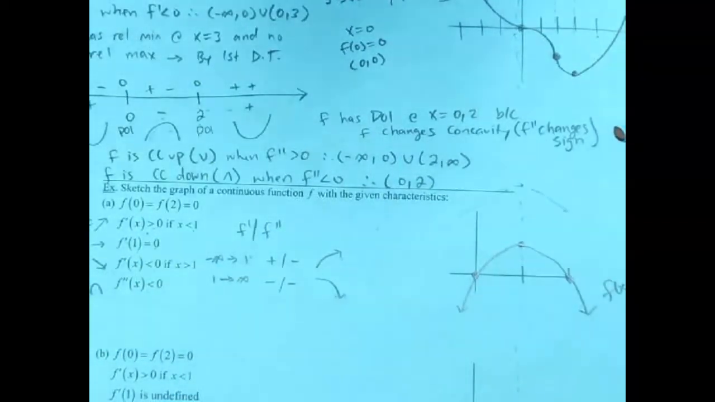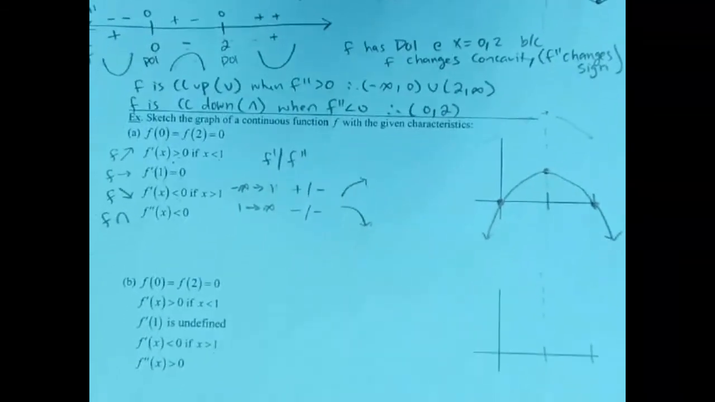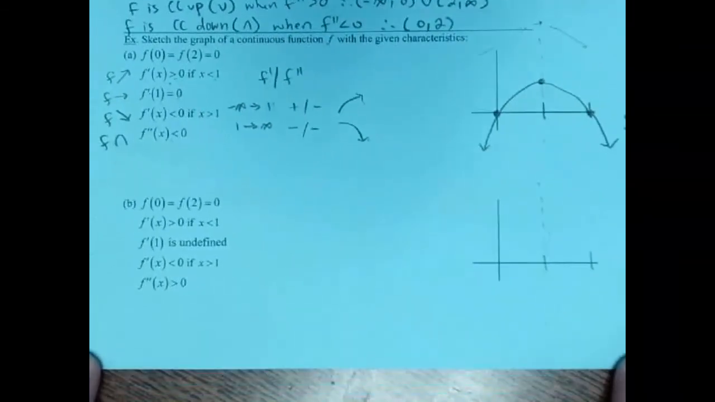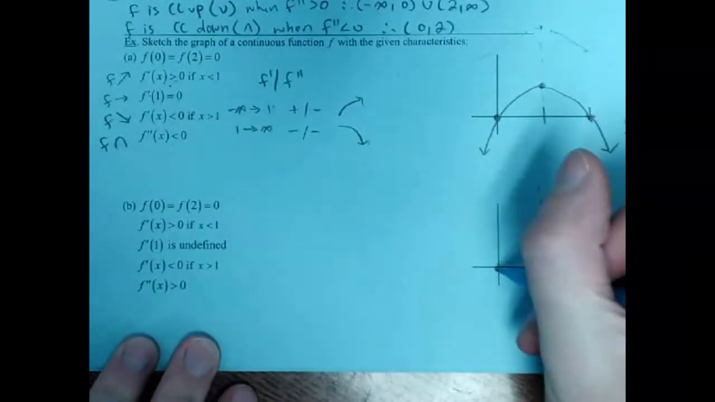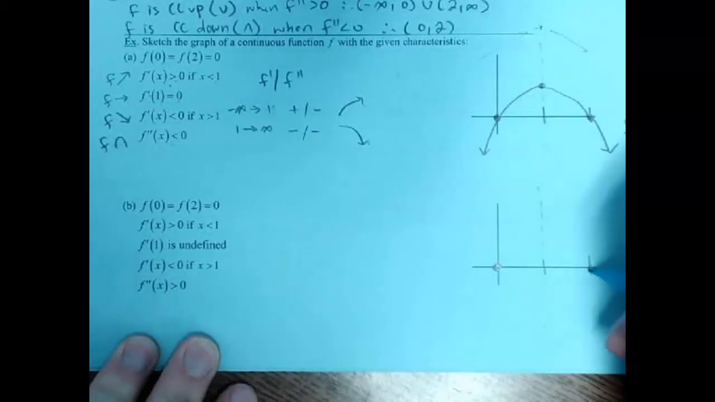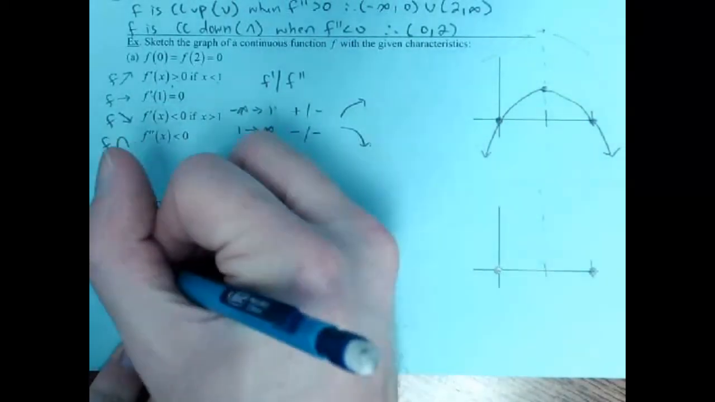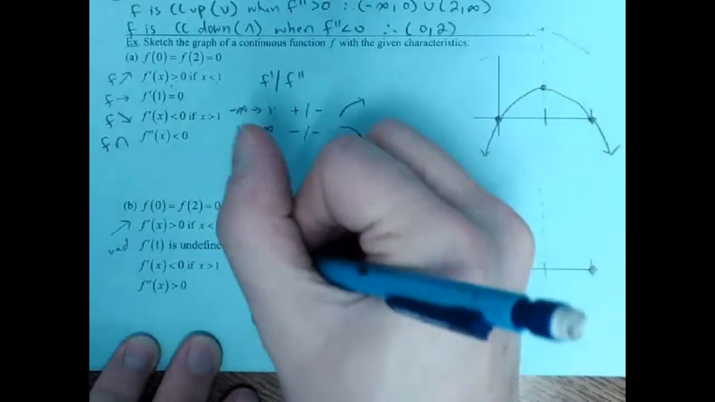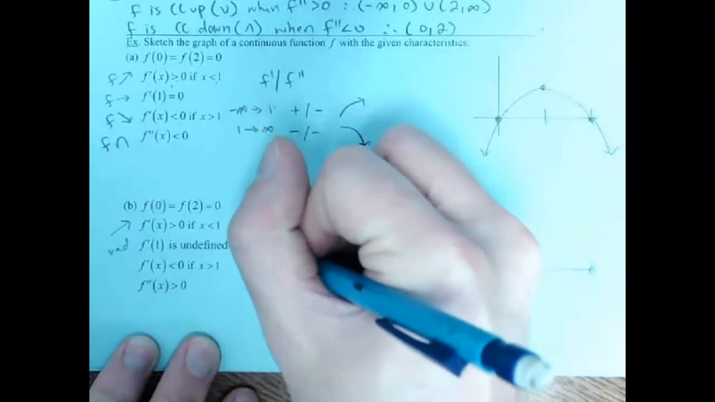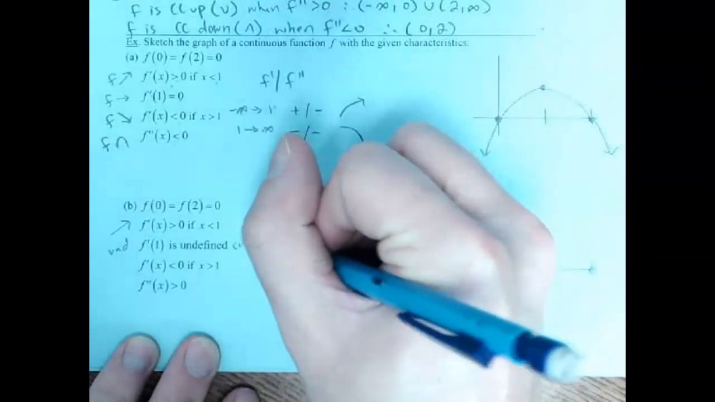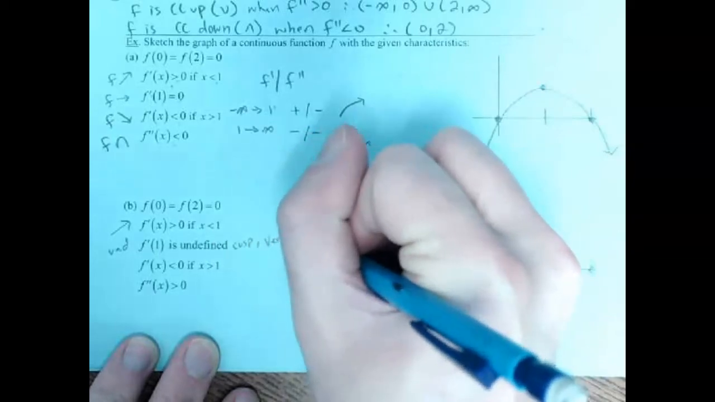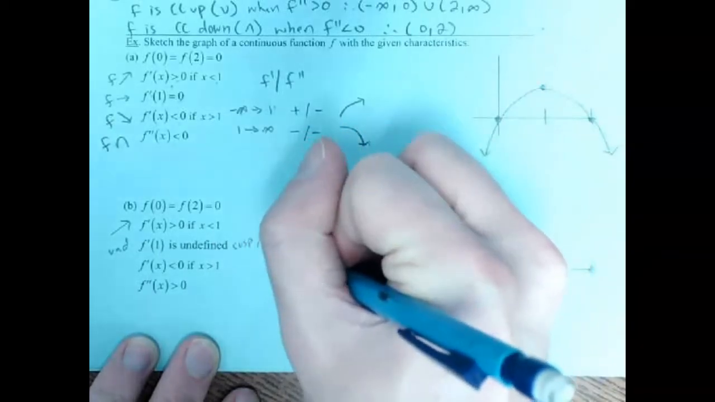Let's move on to the last one. Here it's similar. You've got the x-intercepts in the same spot. You've got increasing. You've got an undefined derivative, which could mean something like a cusp, or a vertical tangent, or a sharp turn.